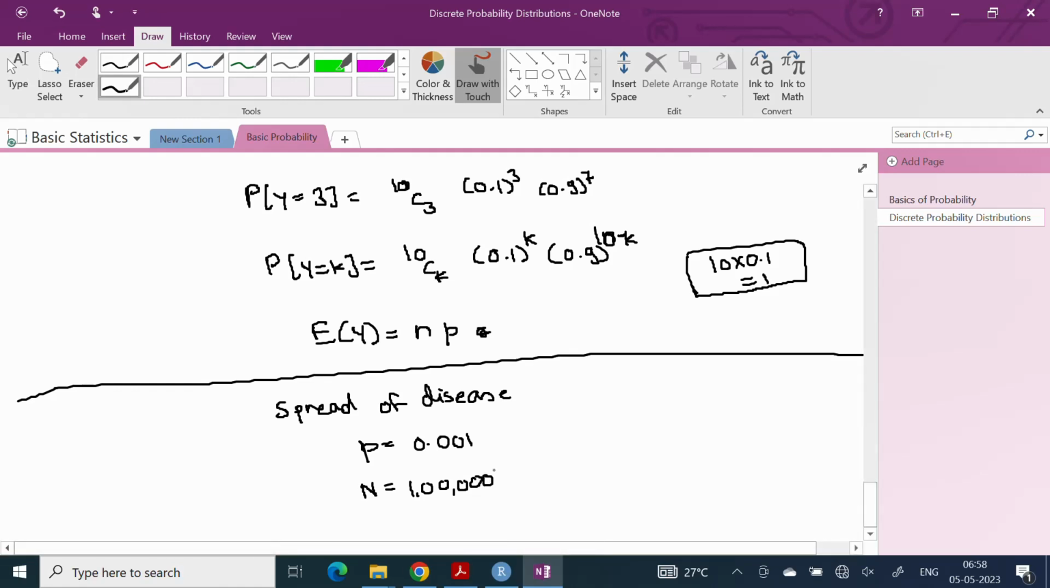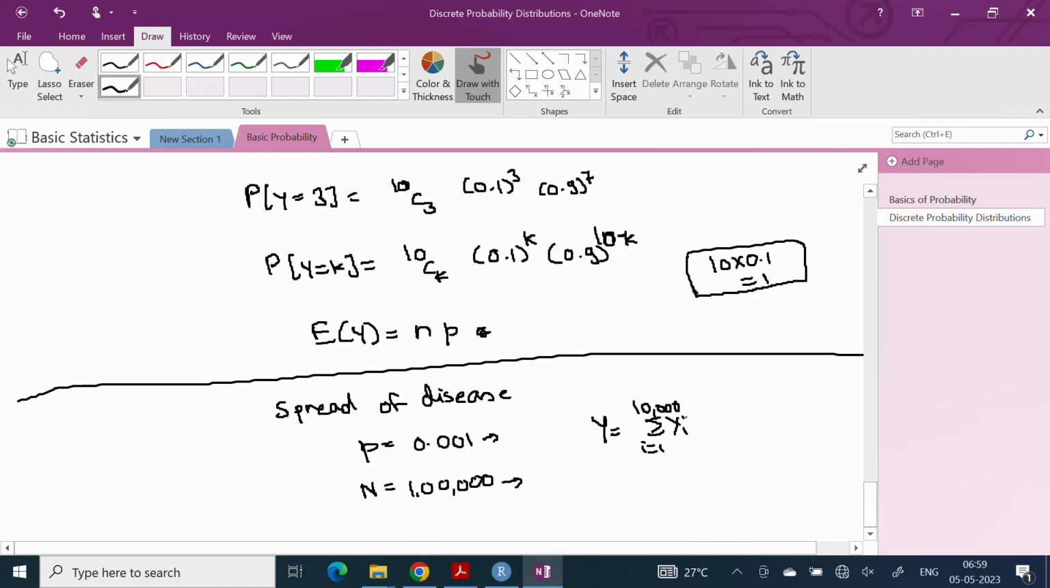So that 1 lakh is my n here. 0.001, the chances of getting the disease, is the same as the chance of success here. And what we know is for an individual person, there are only two outcomes, getting a disease or not getting a disease. So every xi is 0 or 1. Total number of patients in that town can be denoted by binomial. So y equals summation xi, i going from 1 to 1 lakh. So total number of defectives will be y.